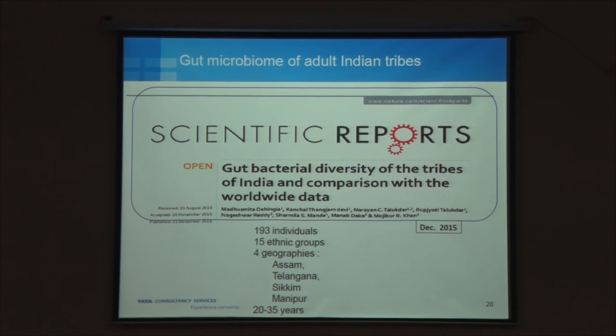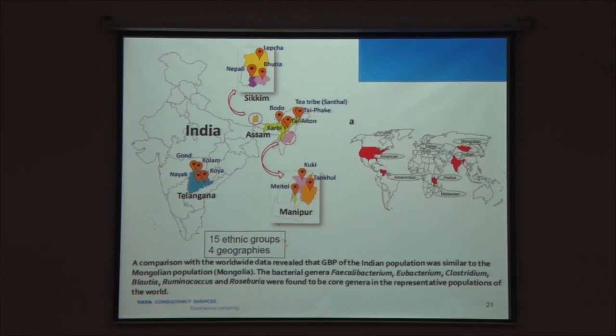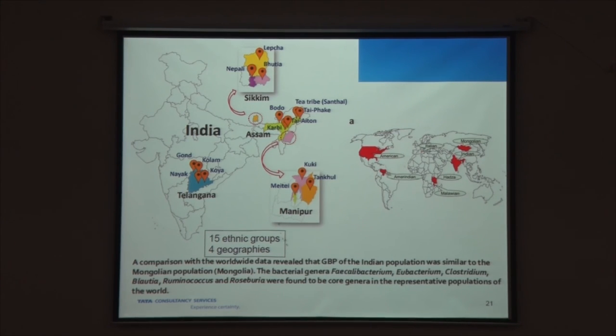and Manipur. And this work was done with Dr. Mujibur Khan and Dr. Talukdar from IIST in Guwahati. And what we found from this one was that, so these are the different groups which were considered in this, 15 ethnic groups and 4 geographies, is what is depicted here. And also we compared with the tribal data which are available and which are from the different geographies which are indicated here.